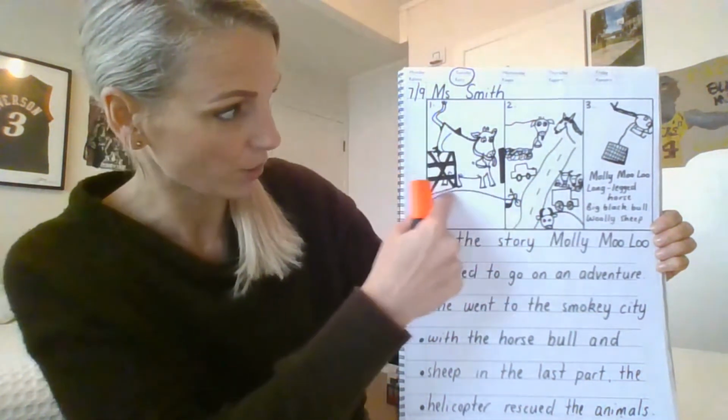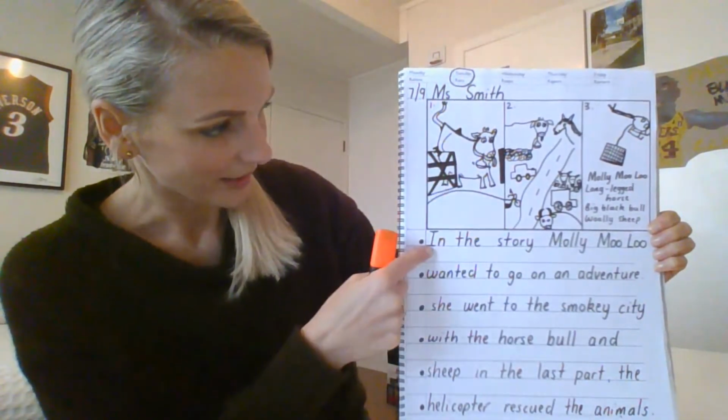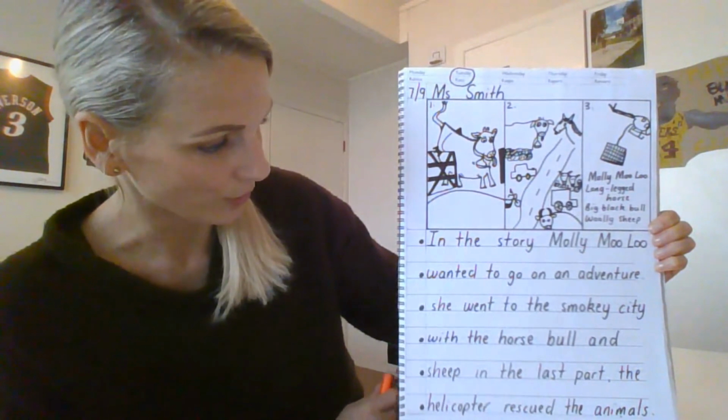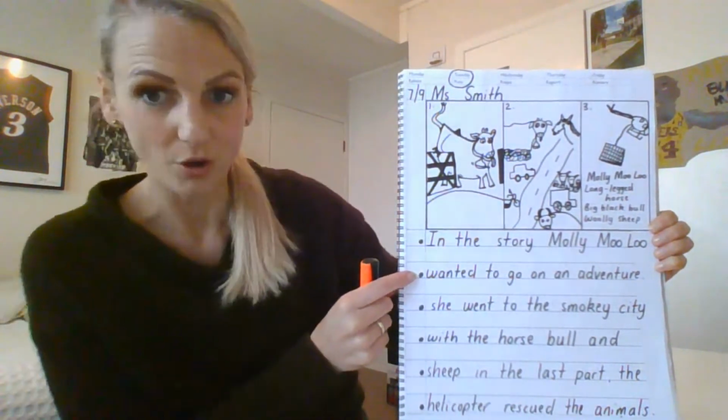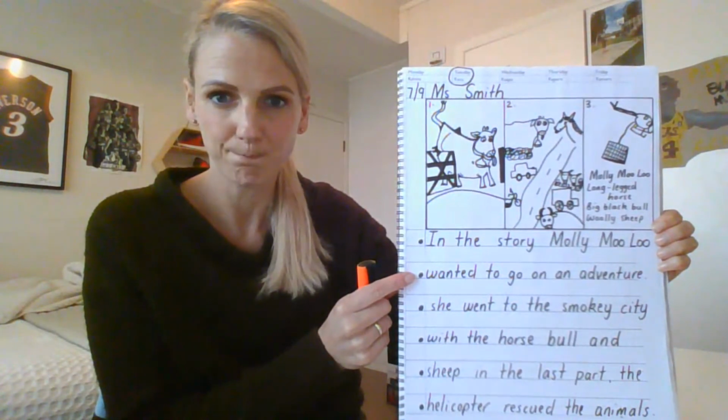Here is a picture of Molly Mooloo, and she's running out of the gate. In the story, Molly Mooloo wanted to go on an adventure. So that's the first part of my story today.